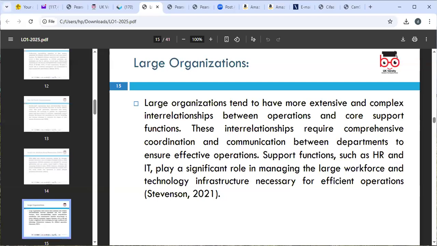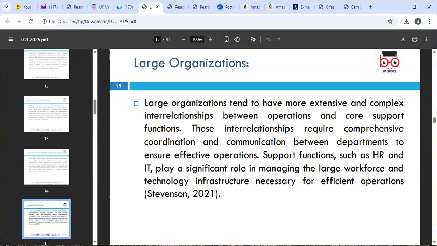from IT to marketing to distribution, and complex interrelations between operators, because once they are larger, then there will be complexity. The chain of communication will be very, very complex because there's quite a number of huge departments. Okay. These interrelations require comprehensive coordination and communication because they are quite large. The collaboration should be very comprehensive. There should be clear understanding. Other than that, it won't serve a purpose. So large organizations require comprehensive coordination and communication between departments to ensure effective operation.